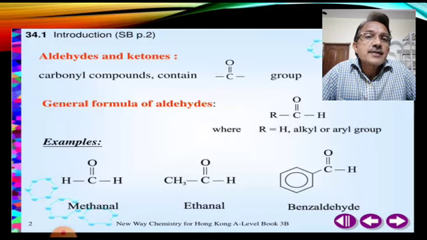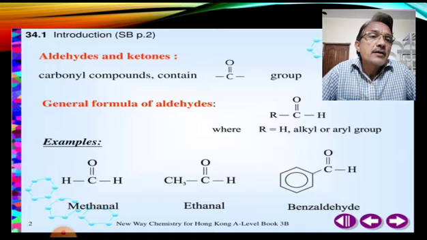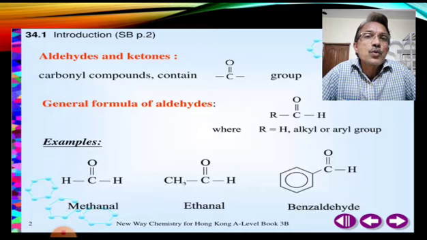Next, second example for aldehydes is CH3-CHO. This is acetaldehyde. This acetaldehyde is also called ethanal. Third example for aldehydes is benzaldehyde, C6H5CHO.